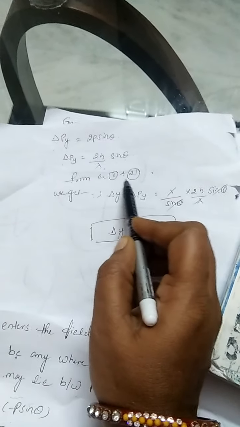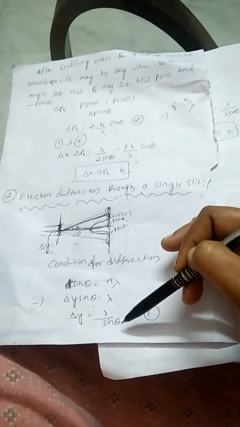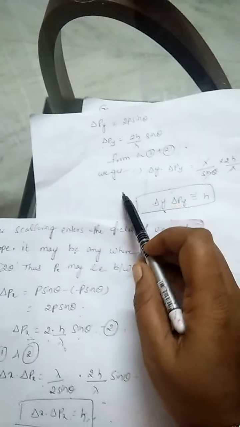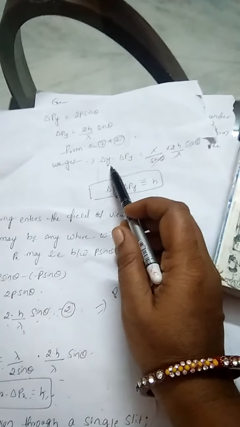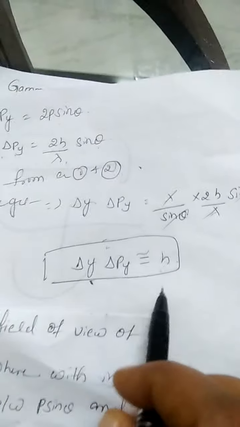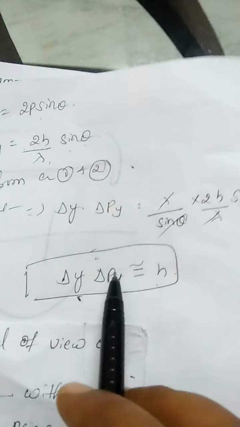From equation number 1 we previously got delta y equal to lambda by sin theta. Again, delta py is equal to 2h by lambda into sin theta, which is equation number 2. Multiplying both of them, we get delta y into delta py equal to h. Here also, electron diffraction shows the uncertainty principle. So this is also one of the examples of the uncertainty principle.